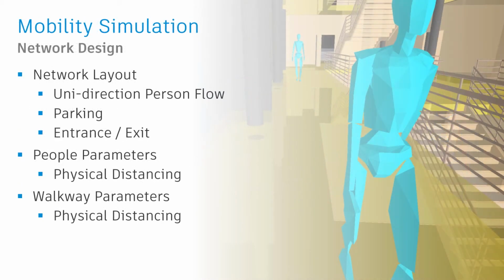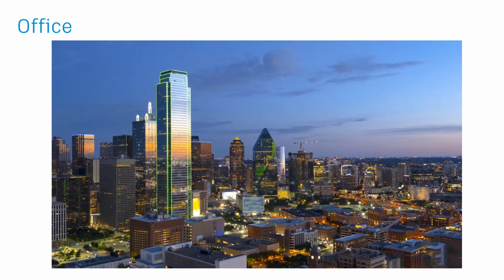So as far as network design is concerned, when we're looking at unidirectional person flow, parking, and the entrance and exit issues, we'll be looking to incorporate those into the network layout itself. And then for physical distancing, we'll be looking at the people and walkway parameters. So we have a video here that covers most of those particular issues.